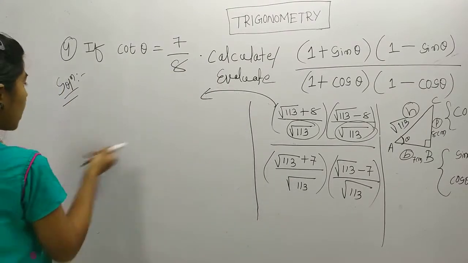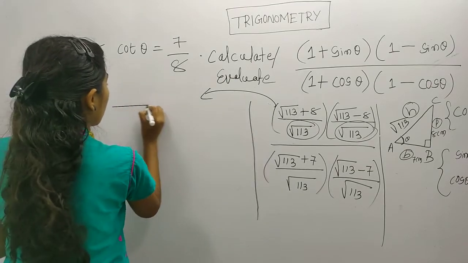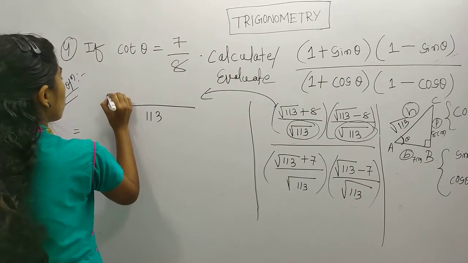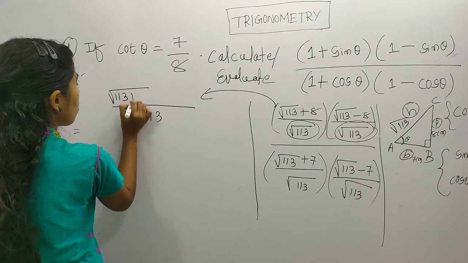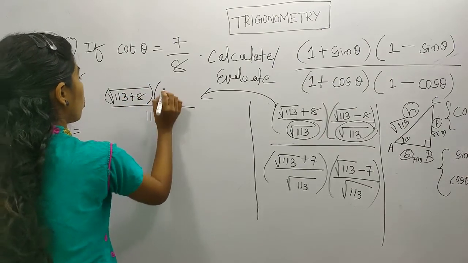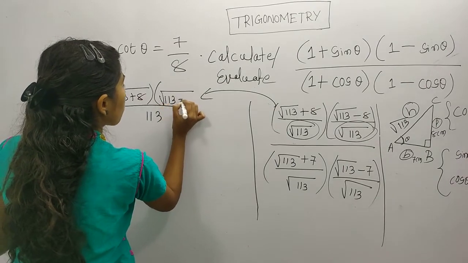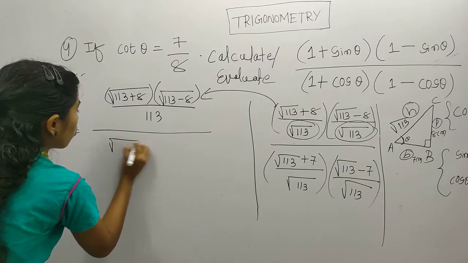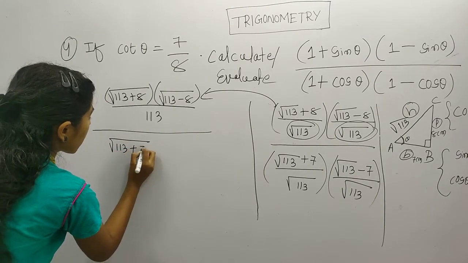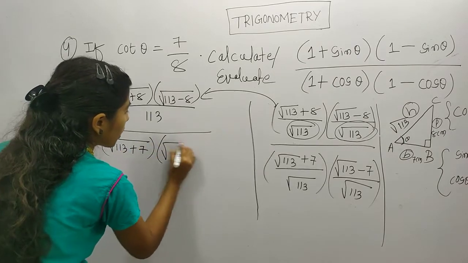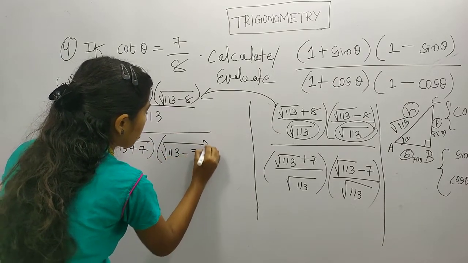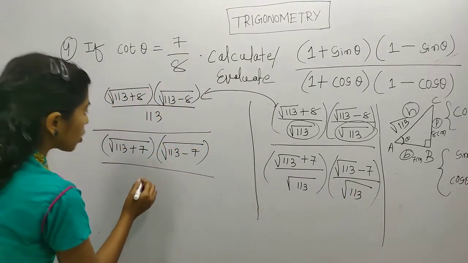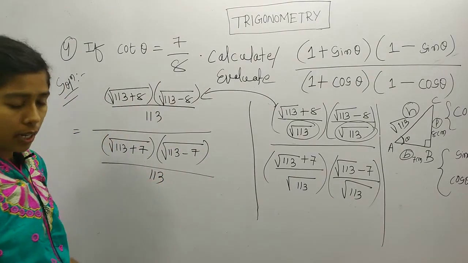So here you will write equals to 113. So what will happen here? Root 113 plus 8 into root 113 minus 8, divided by root 113 plus 7 into root 113 minus 7. Here you can see the same, root 113 into root 113, root 113 square, so it will become 113.